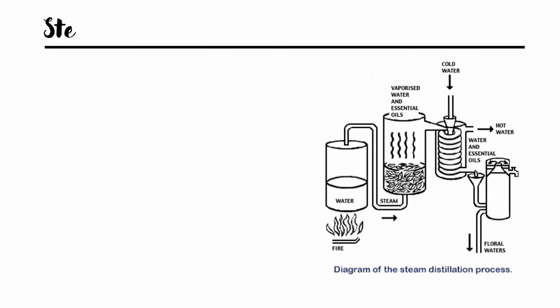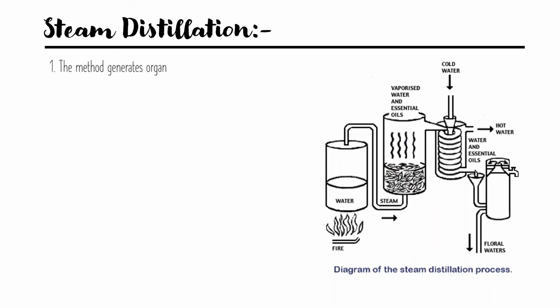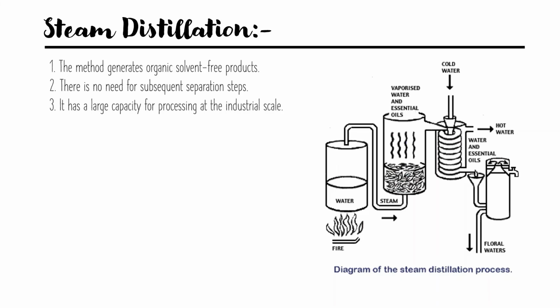Steam distillation. The method generates organic solvent-free products. There is no need for subsequent separation steps. It has a large capacity for processing at the industrial scale. The equipment is inexpensive. There is extensive know-how available for this technology.